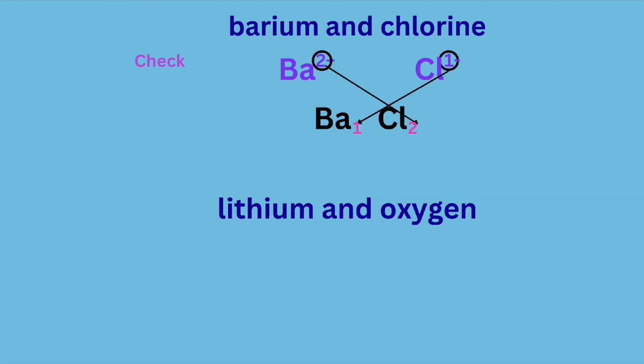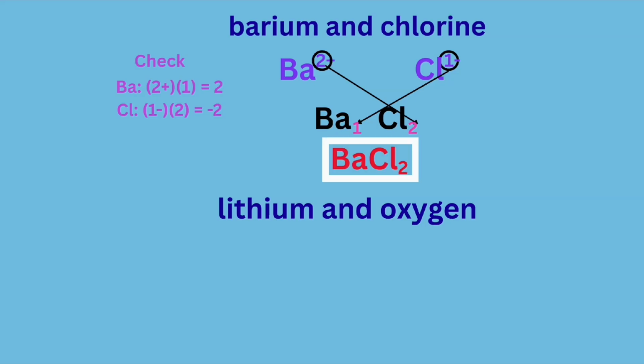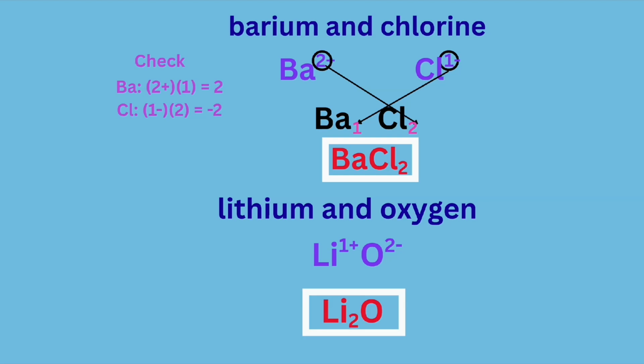Did you get the answer? Okay, let's check it. You have a +2 and a -2. That means your answer is BaCl2. You don't write the 1, just like you don't write the 1 in math. Try lithium and oxygen. What do you get? Very similar, Li2O. Great job.